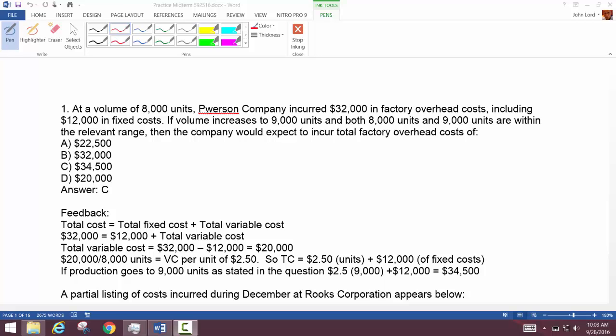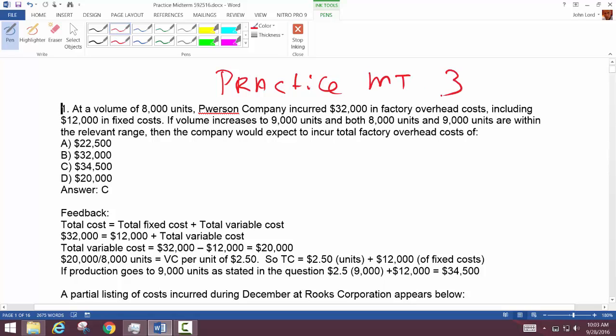Okay, and so this is what? Practice midterm 3? Okay, practice midterm 3. Again, this is sitting on Canvas. I put a practice midterm module up in Canvas now, right? So it should be under there.